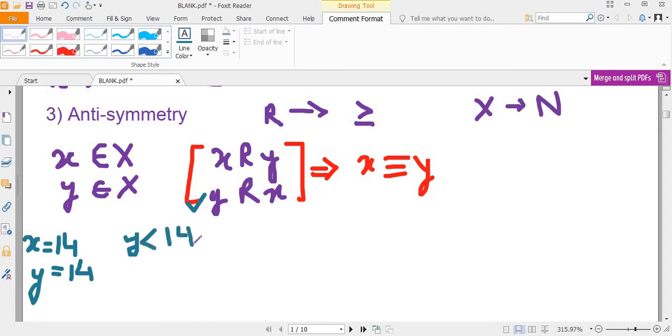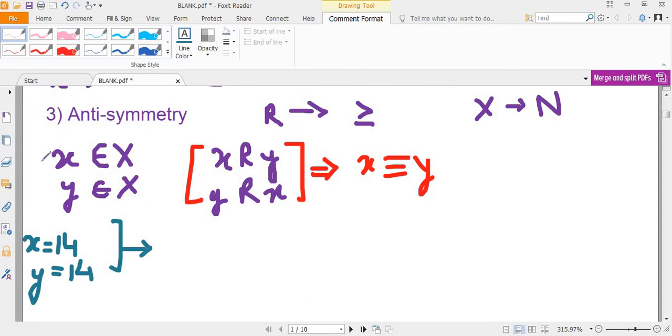Again, if I take y less than or equal to 14, or any number less than 14 to be y, then only x related to y will hold, but y related to x will not hold. So I have to take a number such that both these relationships hold. So basically the twist or the trick is to take two numbers which are the same. So I have to say that x is equal to 14 and y is equal to 14.